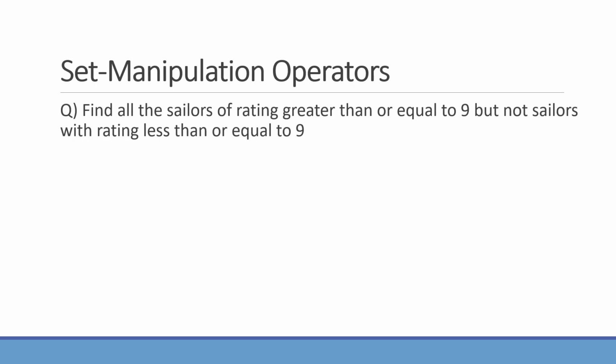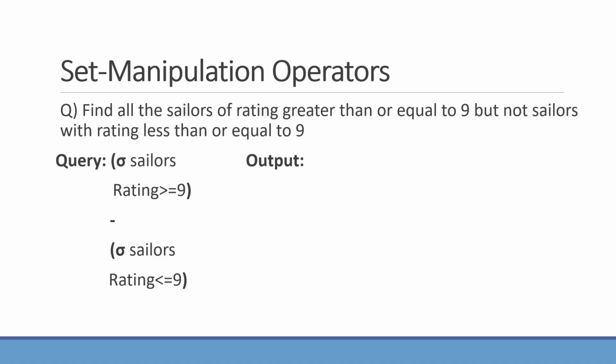Next, another example for set difference. Find all the sailors of rating greater than or equal to 9, but not sailors with rating less than or equal to 9. So we write the first condition, which specifies the rating greater than or equal to 9, but not sailors with rating less than or equal to 9.